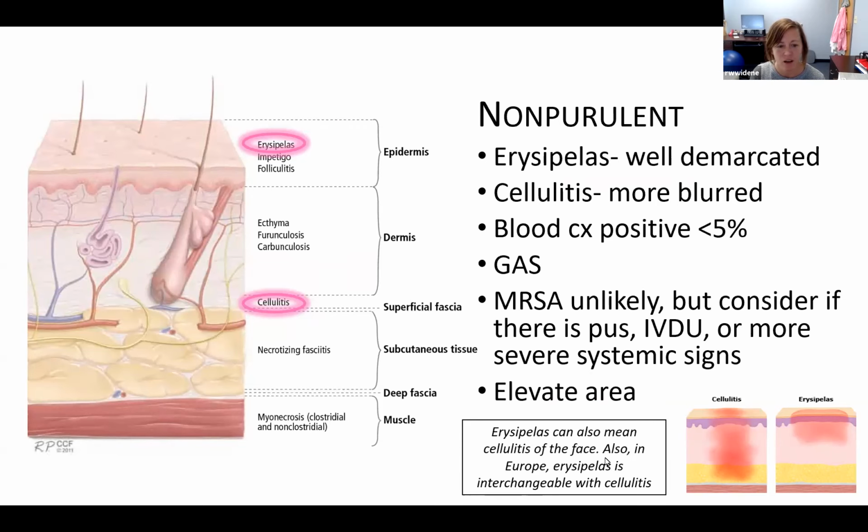I was hemming and hawing over how best to organize this talk: by layer of skin, by bacteria, or purulent versus non-purulent. I wanted to do a Jeopardy. Anyway, this is what we got. We're starting off with the non-purulent things: erysipelas and cellulitis. These are the things that don't make pus.